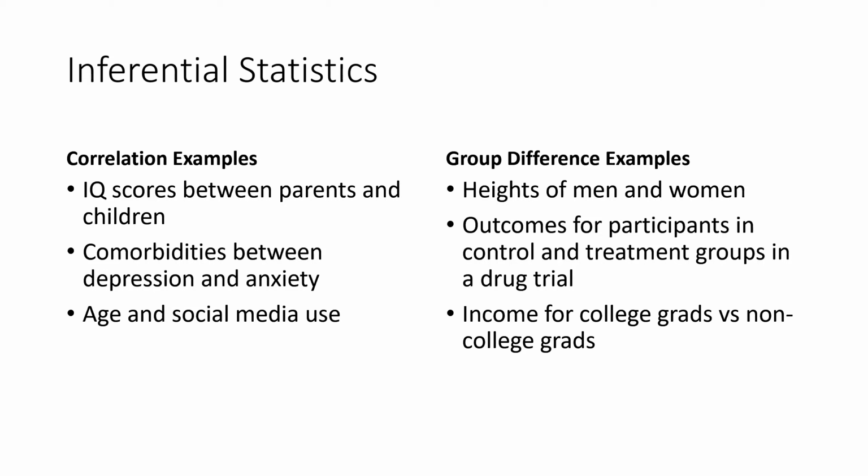Examples of group difference-based inferential statistics would be something like the heights of men and women. Men tend to be taller than women. This is a difference between two groups. Another example would be the outcomes for participants in a treatment trial for a drug. In these examples, you often have a group that takes a placebo and then other groups that take some kind of experimental drug, and you hope to see that the experimental conditions have better outcomes than the placebo condition. And finally, if you compare income for college grads versus non-college grads, you also expect to find a difference. You expect college grads to have higher average income than non-college grads.